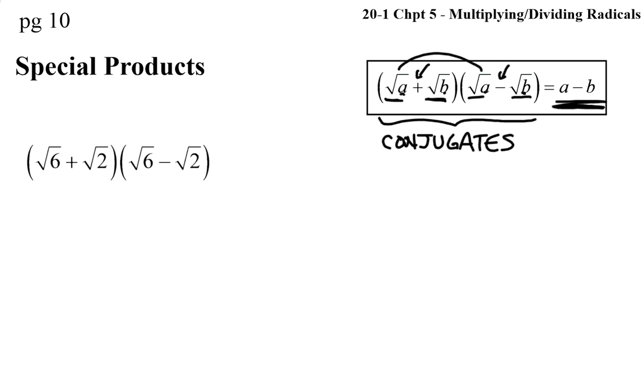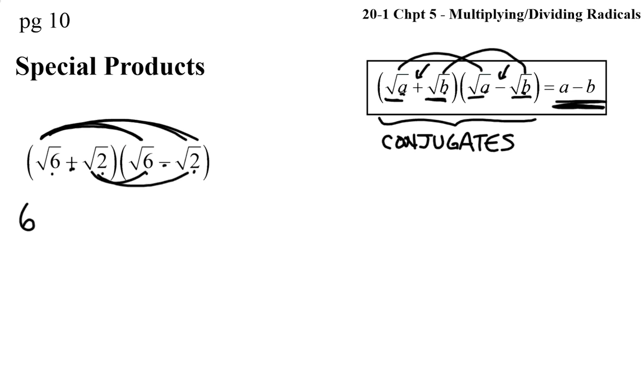Root A times root A is just A. Root B times root B is just B. That's a conjugate. Here, I'll show you, because this really is a FOIL situation, here's why it works. Root 6 and root 2, root 6 and root 2, addition sign, negative sign. Here's a conjugate. If you do FOIL, root 6 times root 6, well, we just talked about that. That means 6.